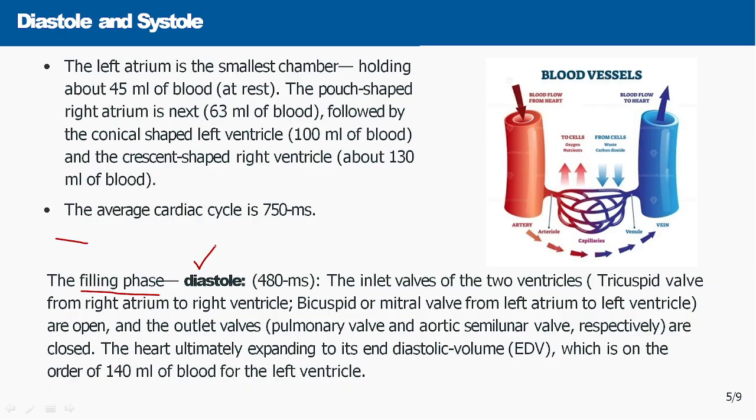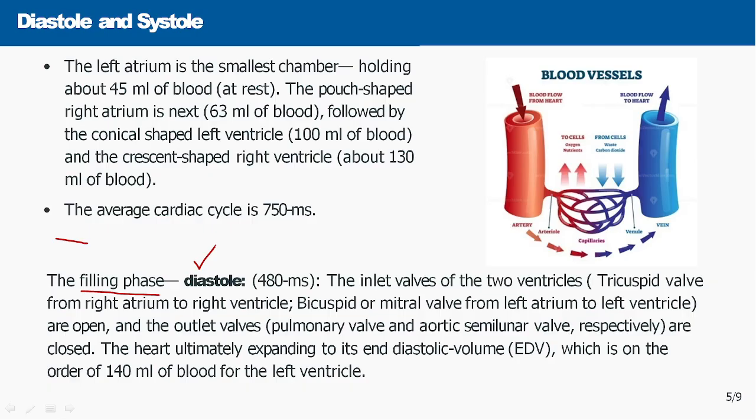So, the inlet valves of the two ventricles, meaning the tricuspid valve from the right atrium to the right ventricle, and the bicuspid or mitral valve from the left atrium to the left ventricle, are open at this phase. And the outlet valves, that is your pulmonary valve and aortic semilunar valve, are closed at the filling phase.